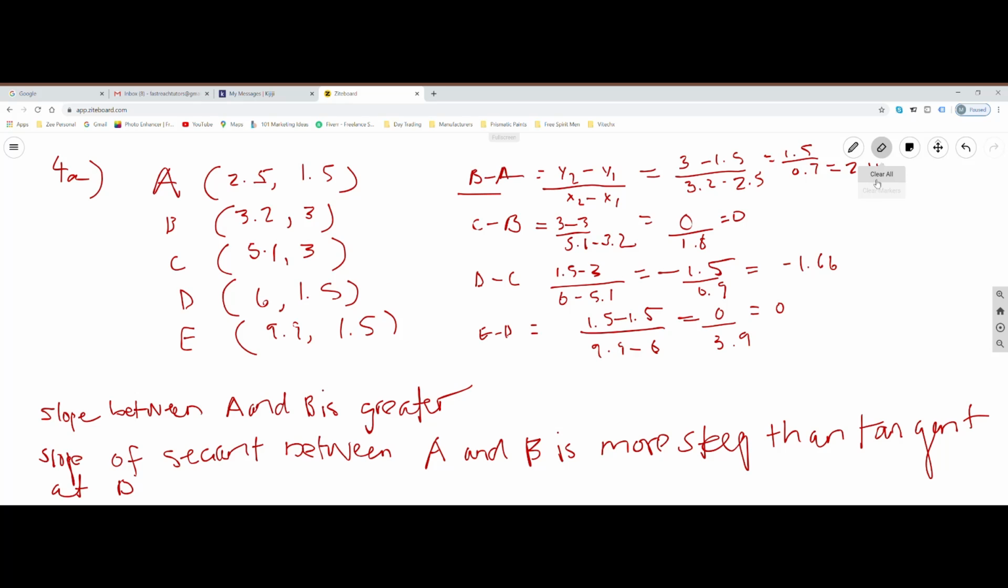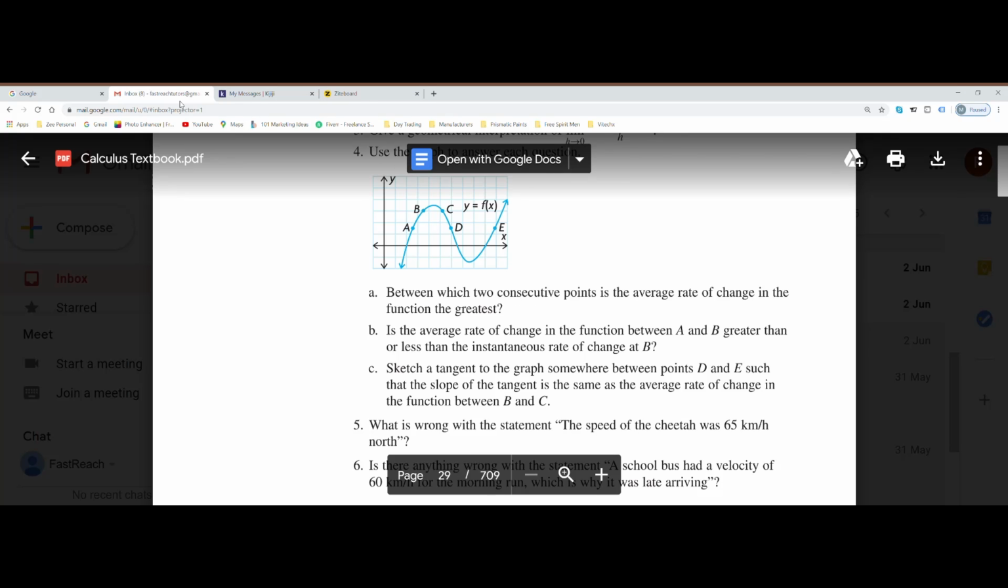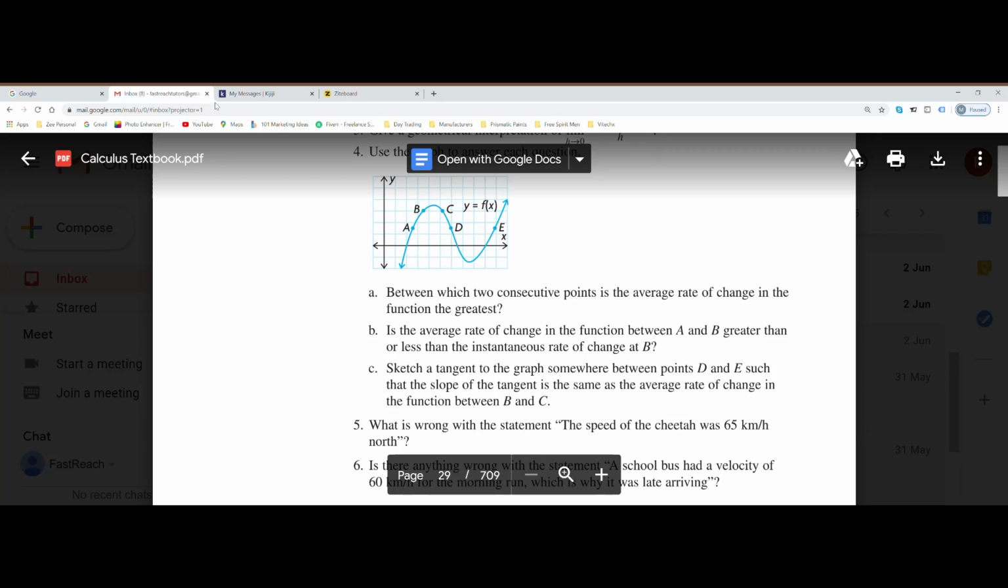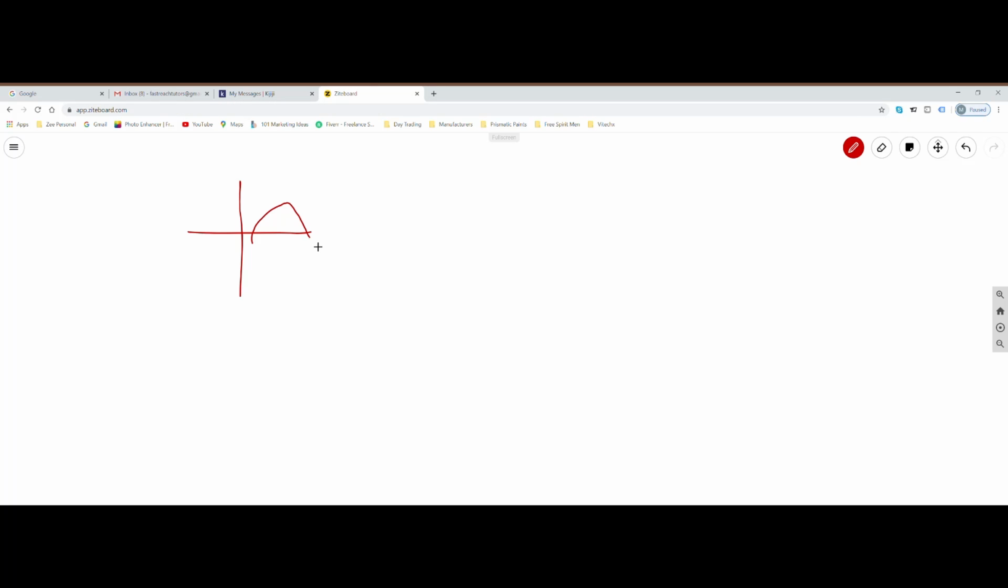So if I drew the curve here, the slope at this point is 0, and is equal to the slope between B and C, which was at these two points. The rate of change between those two points is equal to the tangent at this point, which is in between D and E.